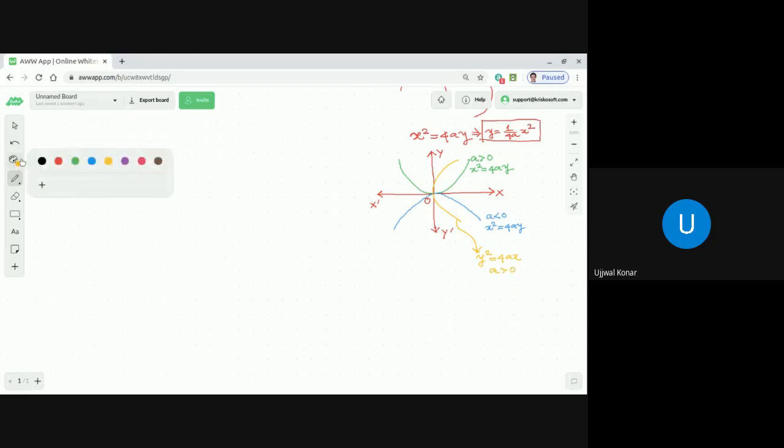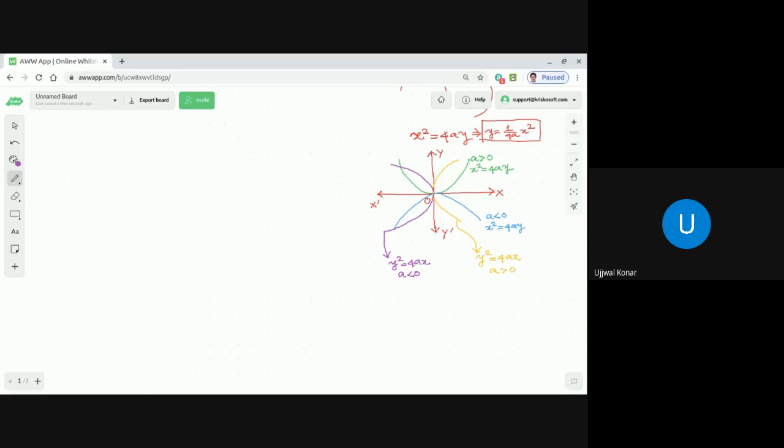Then what it will be, y square equal to 4ax. It should touch the origin because that is the vertex. So what you see, dear students, here it is y square equal to 4ax, but here a is less than 0. Understood?